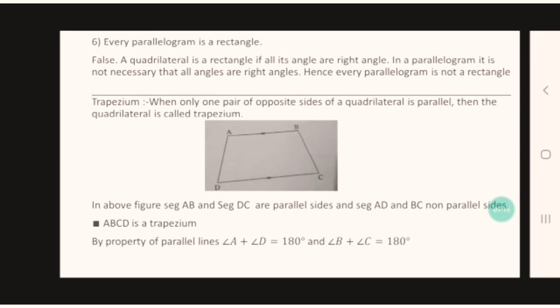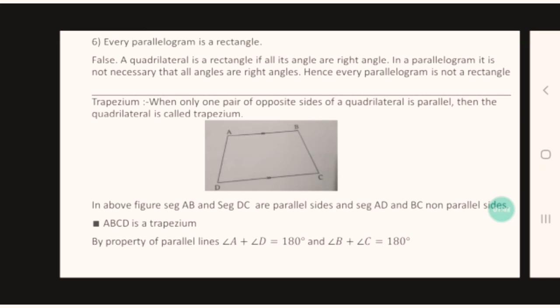Okay. Now here, one of the properties there of parallel lines, in which angle A plus angle D is 180 degree, and angle B plus angle C is 180 degree. Okay. Now isosceles trapezium, one more concept is there, in which if the base angles are equal, suppose angle B is equal to angle C, then the given trapezium is known as isosceles trapezium.